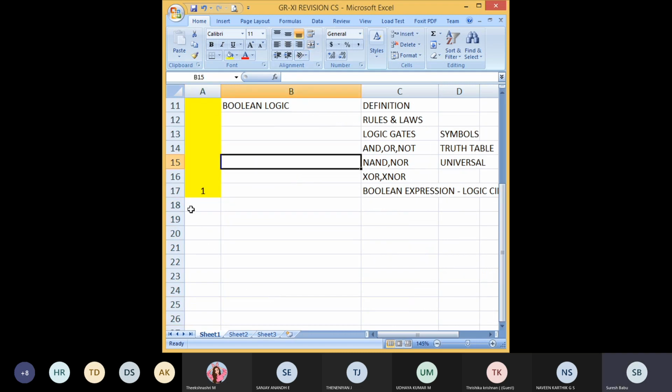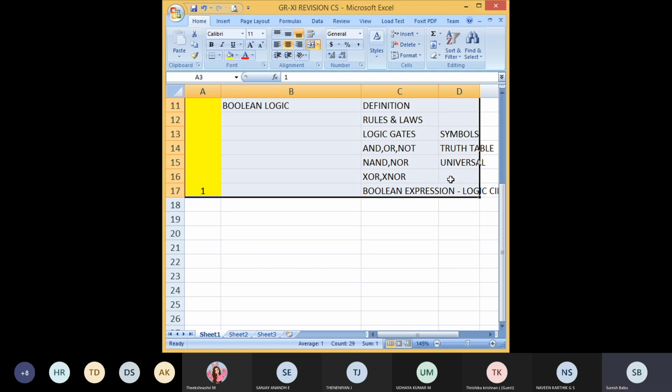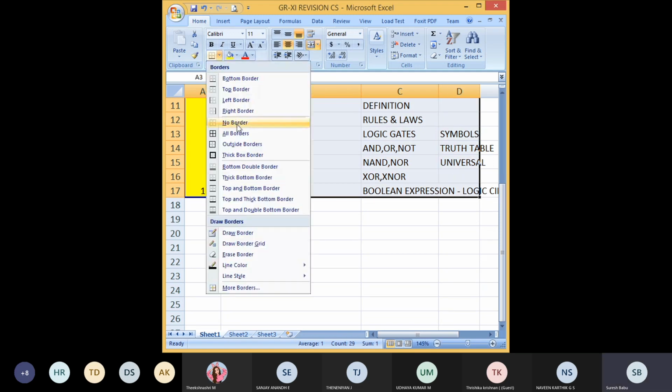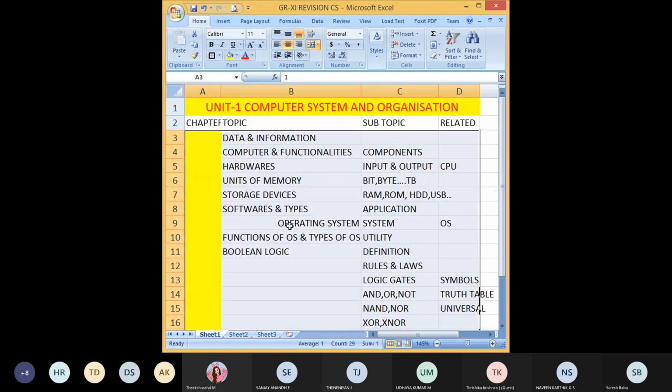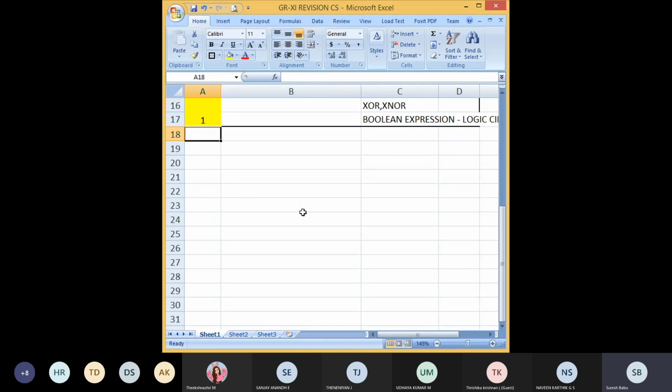Next, we will see about the second chapter, that is number system and string representations. That is totally called information representation. Number systems: how many types are there, students?